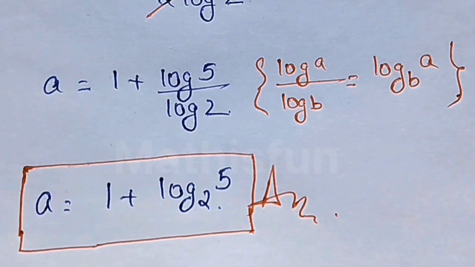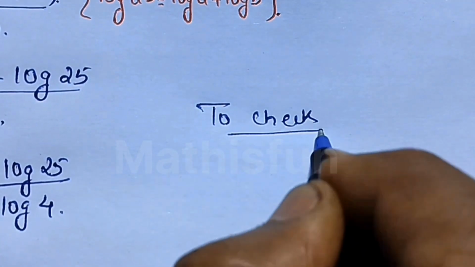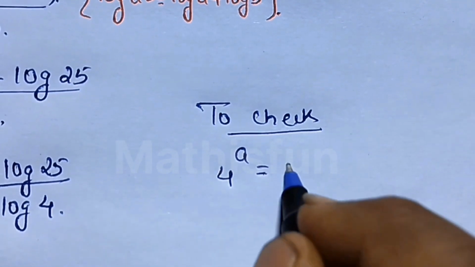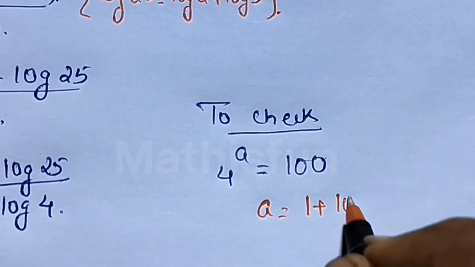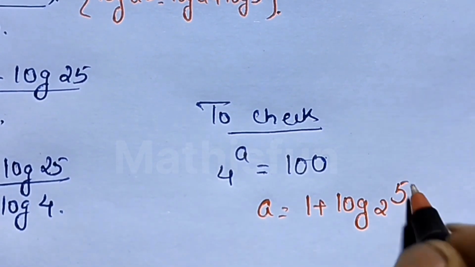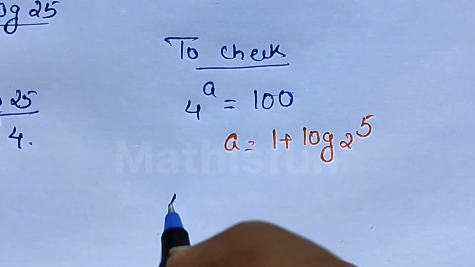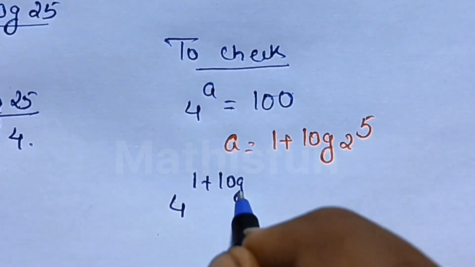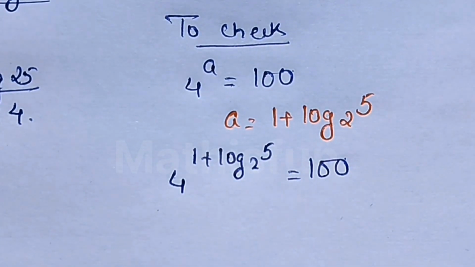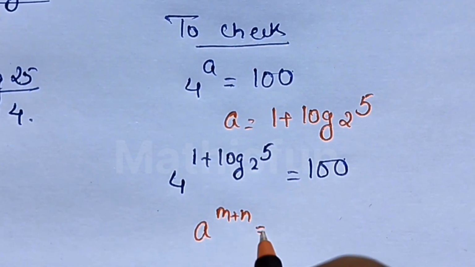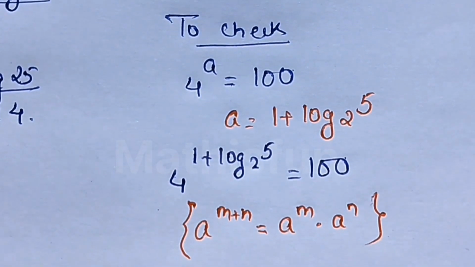Now let's check whether our answer is correct or not. Our equation is 4 to the power a is equals to 100, where a is equals to 1 plus log 5 base 2. We put the value of a, that is 4 to the power 1 plus log 5 base 2 equals to 100. Now this is in the form of a to the power m plus n, which is equals to a to the power m into a to the power n.